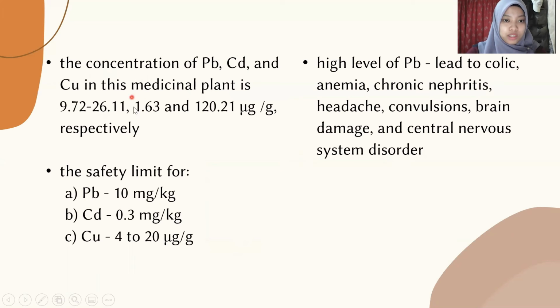glabra plant is 1.63 microgram per gram, and it has exhibited the maximum concentrations for the Cu metal in G. glabra, where the concentration shown here is 120.21 microgram per gram. These three concentrations for the Pb, Cd, and Cu metal have exceeded the safety limit, where the safety limit for the Pb is 10 milligram per kilogram, while for the Cd is 0.3 milligram per kilogram, meanwhile for the copper metal is from 4 to 20 microgram per gram.